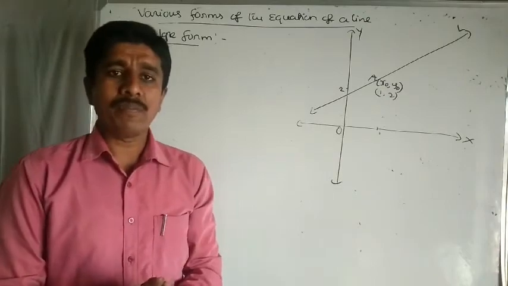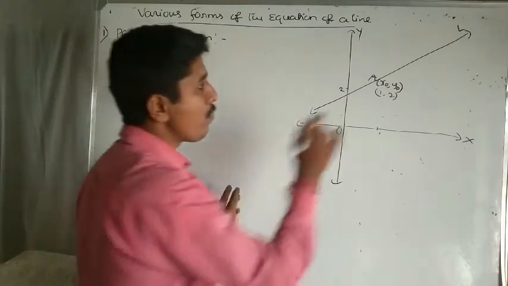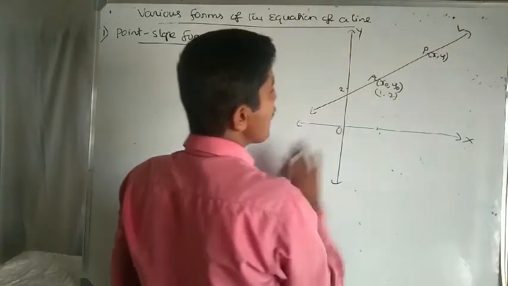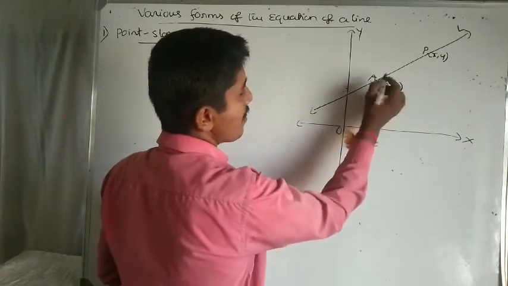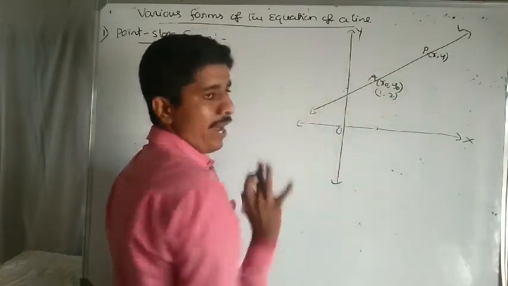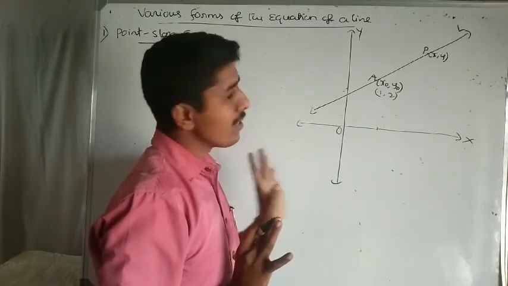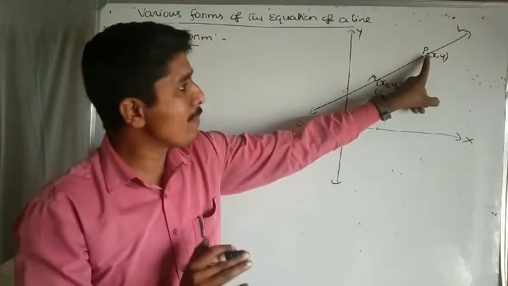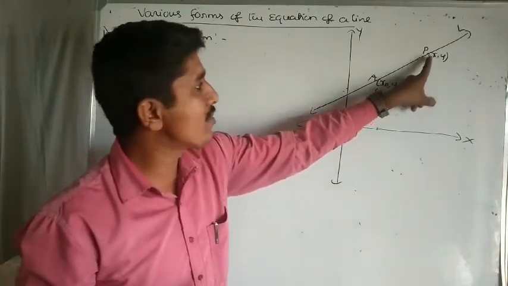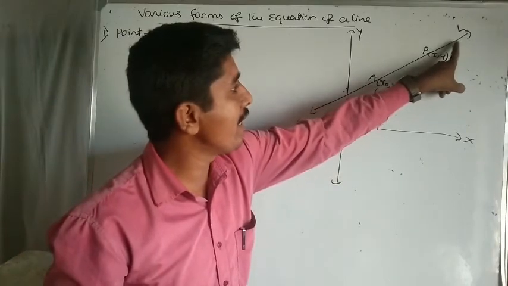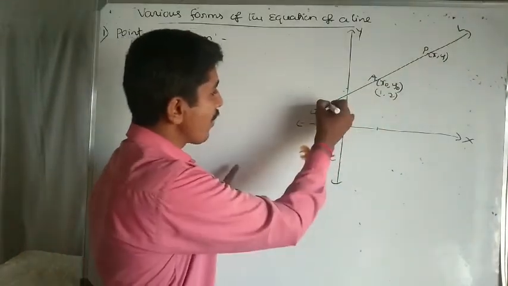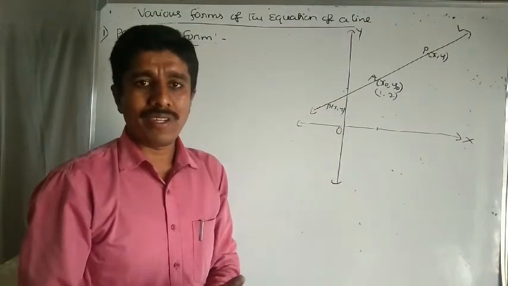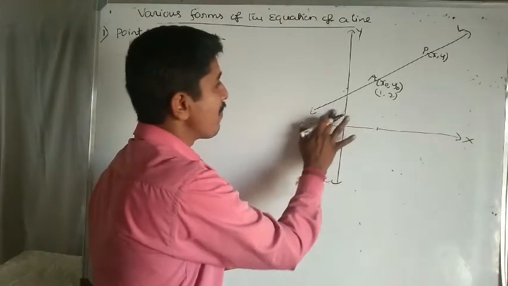Next I am taking an arbitrary point on the line L. Arbitrary point means, let me take P with coordinates x comma y. Fixed point means the point is fixed here. Arbitrary point means this point lies anywhere on the line. P of x comma y can lie here or here, anywhere. Are you following? Very important.